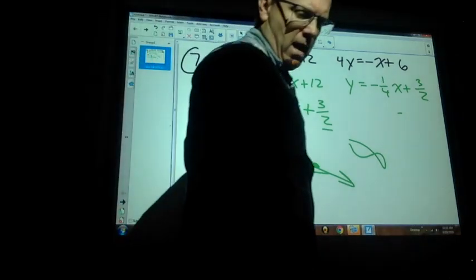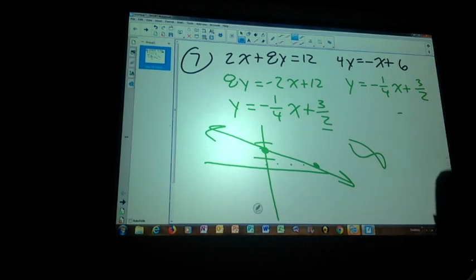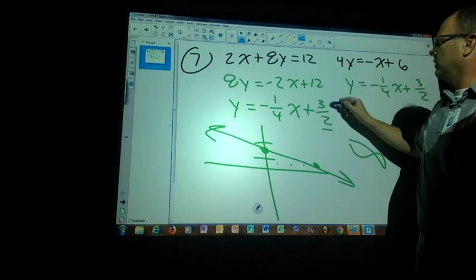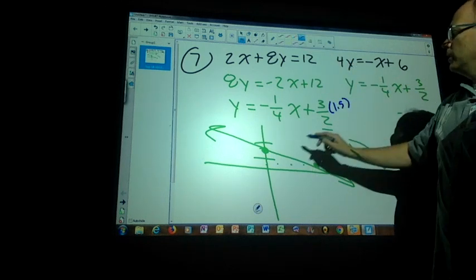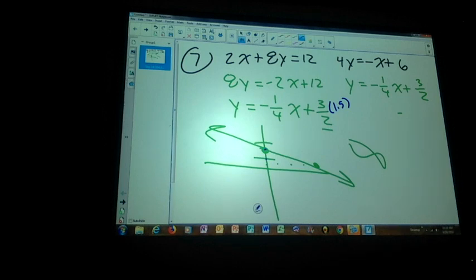Anything else from 3B? Yeah. For that one, like 3 over 2, and you just graph it. I did. So that's like 1.5, right? So 1. No.